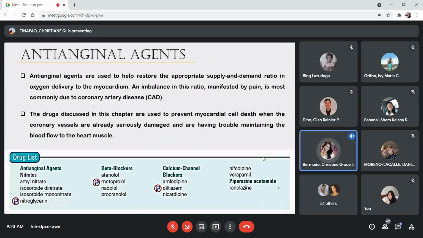So here are the drugs that are considered as anti-anginal agents, which include the following: the nitrates, the beta blockers or the beta-adrenergic blockers, the calcium channel blockers, and lastly, the piperazine acetamide. So next slide, please.